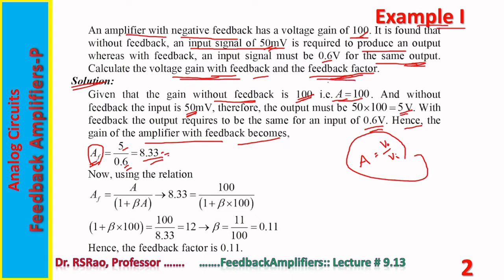Second part is feedback factor. To find feedback factor, we use the relation AF is A by 1 plus beta A. AF is gain with feedback. A is gain without feedback. Beta is feedback factor. AF is available. A is available. Substituting those available values, beta can be found without much difficulty. In the present case, it turns out to be 0.11.